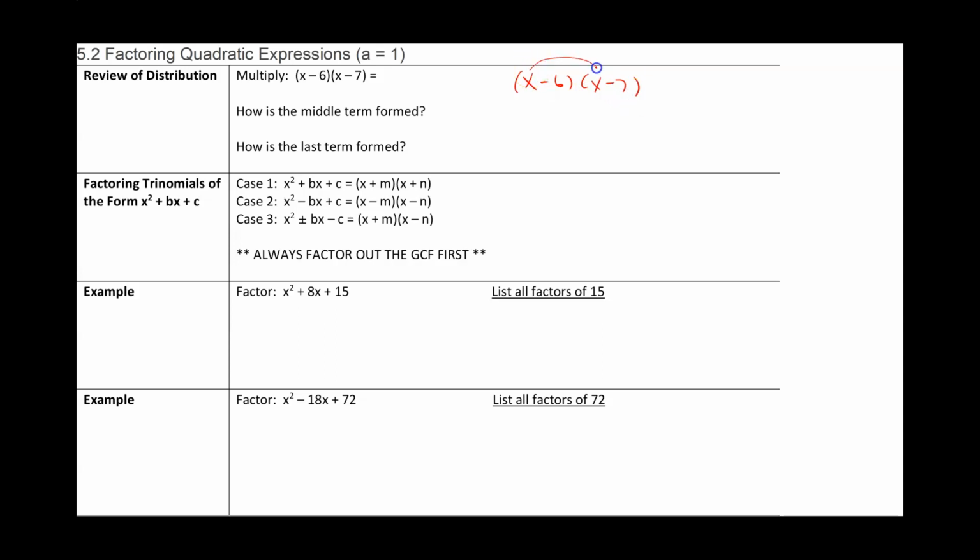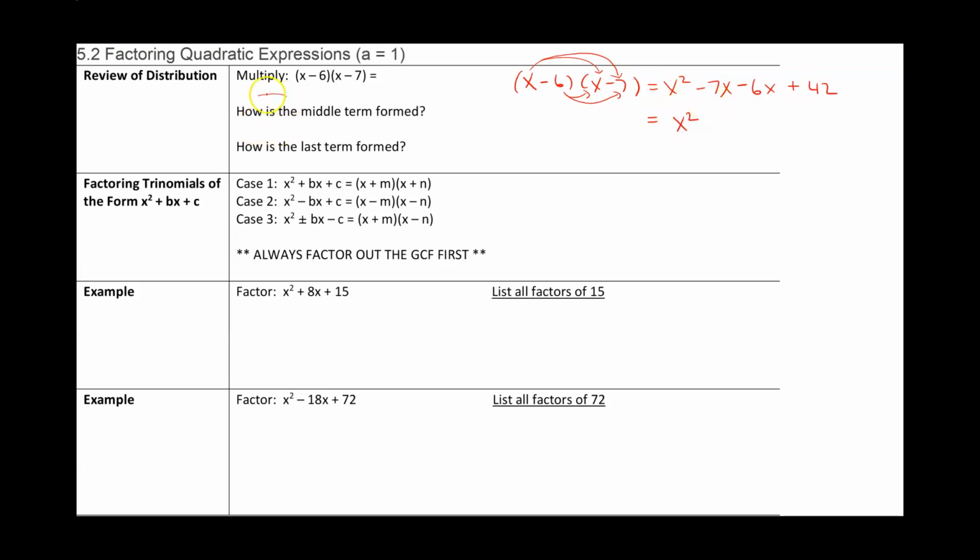If I distribute this, I get x times x, which is x squared. And then I get x times negative 7, which is a negative 7x. I have negative 6 times x, which is a negative 6x. And then I have negative 6 times negative 7, which is a positive 42. So then we have the x squared.